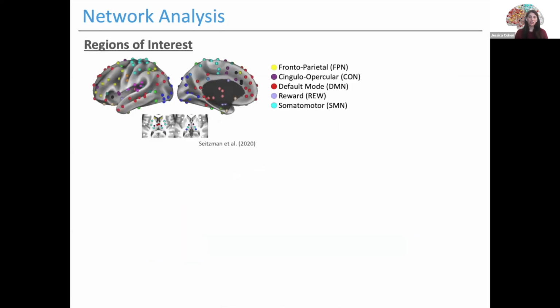So the regions of interest that we used were from an updated version of the Power Functional Brain Atlas that has better subcortical coverage. And we focused on networks that have been found to be disrupted in ADHD. So we focused on cognitive control networks, including the frontal parietal network and the cingulo-opercular network. We also looked at the default mode network, the reward network, and the somatomotor network.